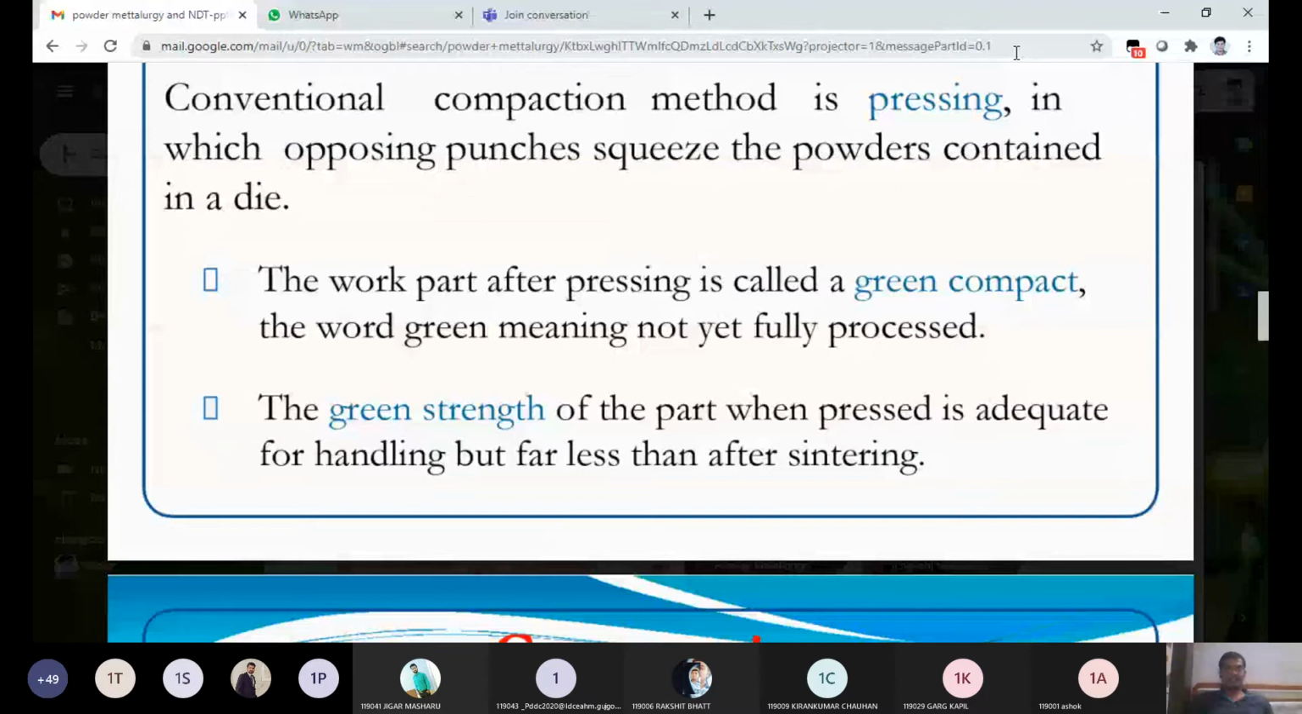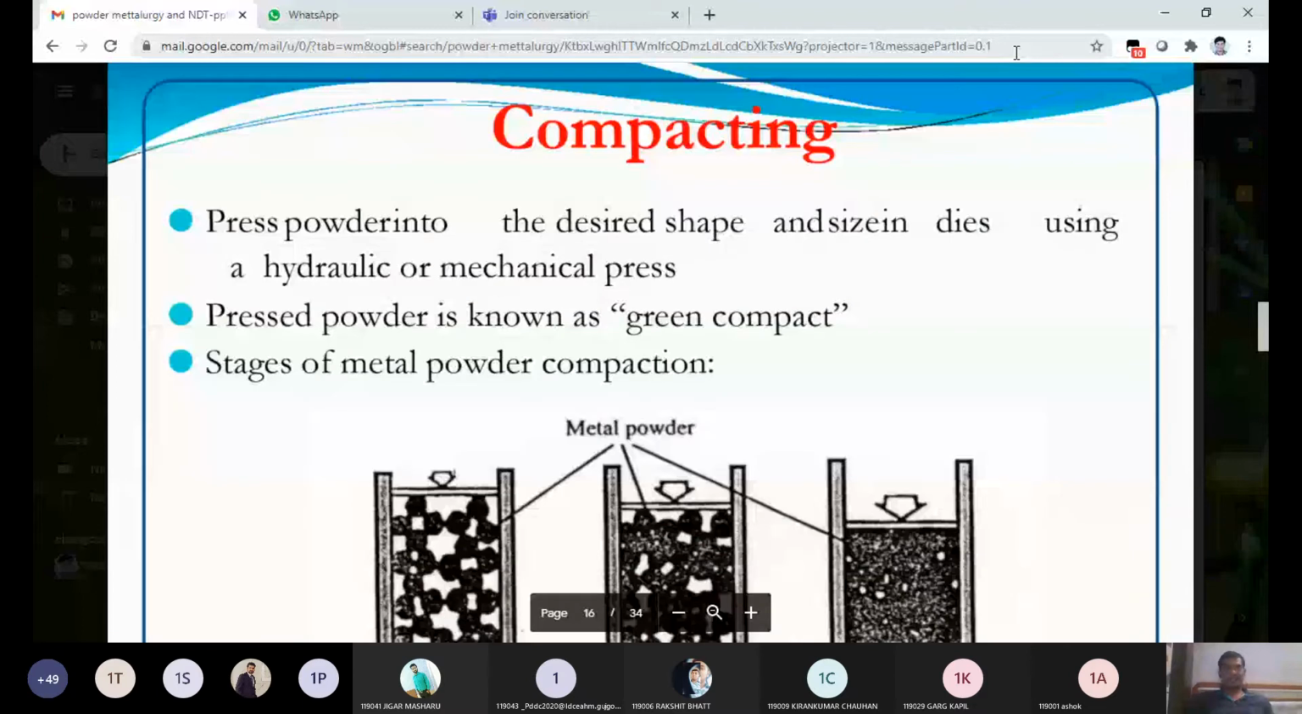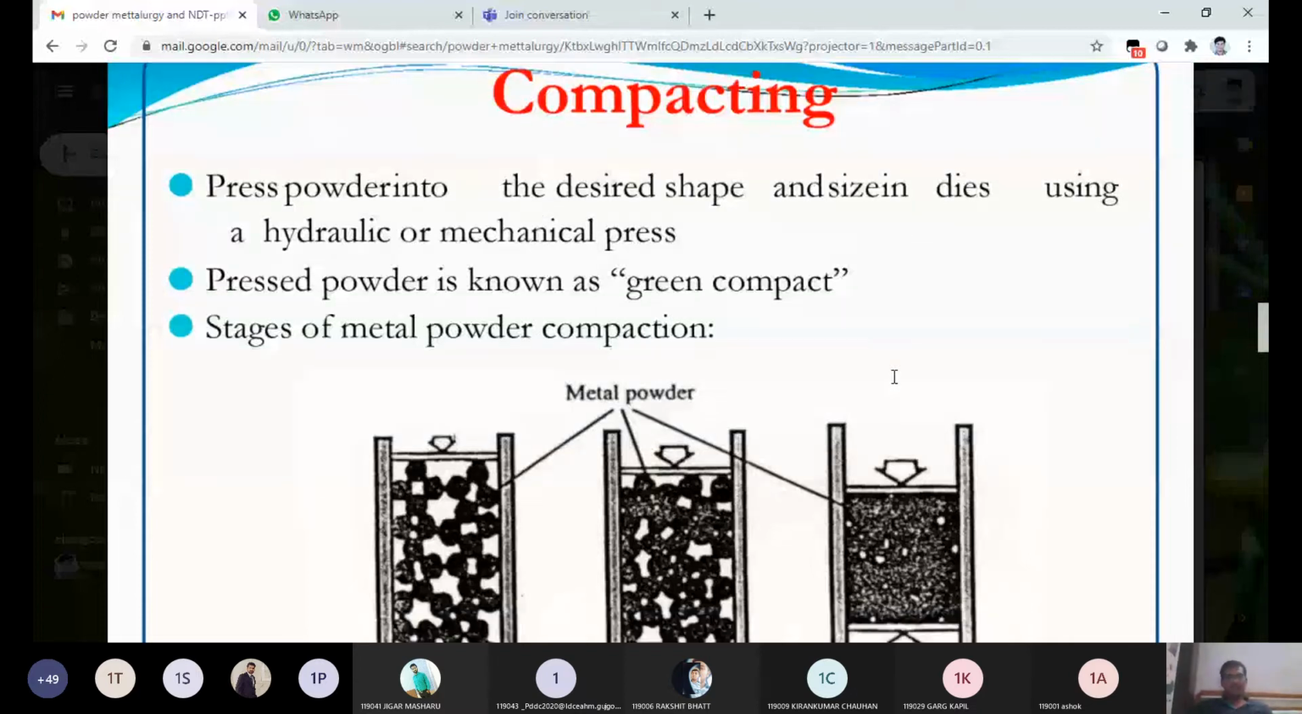Press powder into the desired shape and size in dies using a hydraulic or mechanical press. Okay, how will we press it? So we have to use either a mechanical press or a hydraulic press. That depends on the application and on the pressure we require for the properties. Based on our properties, if we require good compression property, then we prefer the mechanical press also. The pressed powder is known as a green compact.